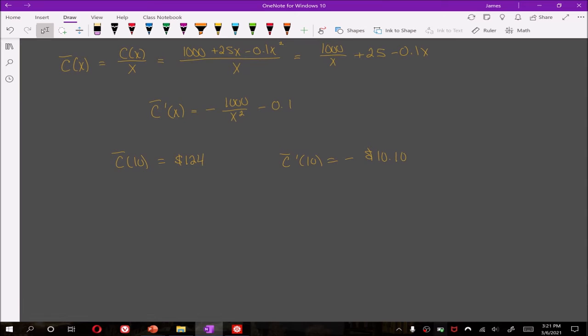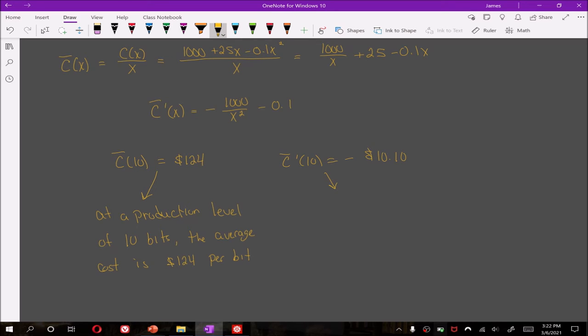Now, interpreting these. This here says, at a production level of 10 bits, the average cost is $124 per bit. Now, this does not say that each bit costs exactly $124. It just says that on average, when you produce 10 bits, it's $124 per bit.